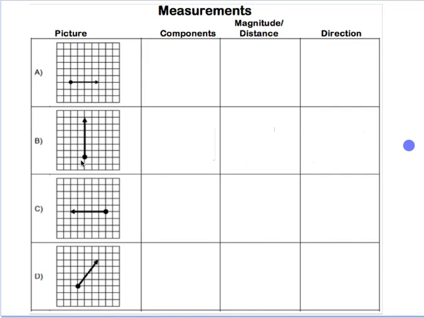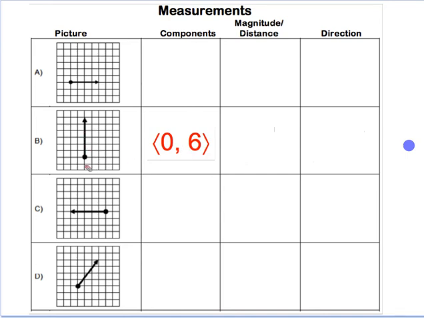Let's do B together. If I'm going to do components, I'm going to start here, and I want to count how far left or right I'm going and how far up or down I'm going. Left and right, I'm not going anywhere, so it's just going to be a 0 for the left and right direction. Then for the up and down, I'm going to count 1 grid line, 2, 3, 4, 5, 6 grid lines. So the components are going to be a 0 and a 6. Now notice the 6 is positive because I'm going up.